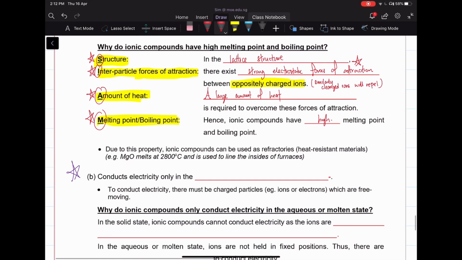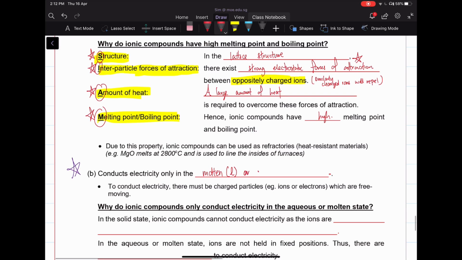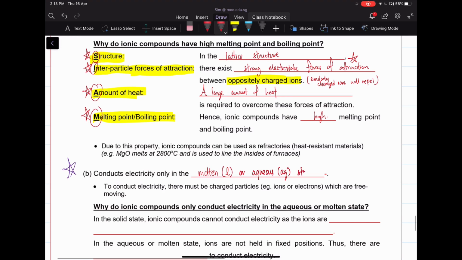Okay. The second thing that makes ionic compounds special in terms of their physical properties is that they can only conduct electricity in the molten state. When we say molten, it's actually the same thing as liquid, or aqueous. Only in these 2 states can they conduct, but not in the solid state. That means if you take the ionic compound and melt it or dissolve it, aqueous means that it's dissolved already, so it's a solution form. If you melt it, it becomes liquid. So if you do that, it can conduct electricity. But if it's in solid form, it cannot conduct electricity.